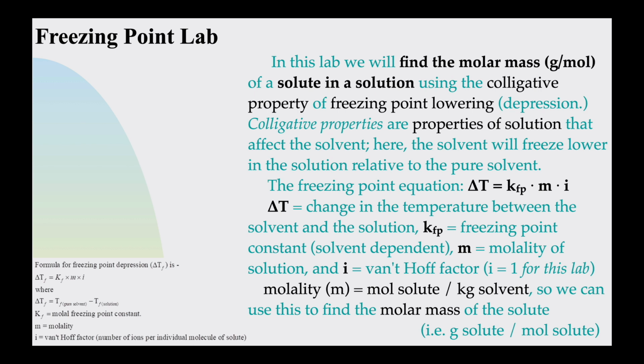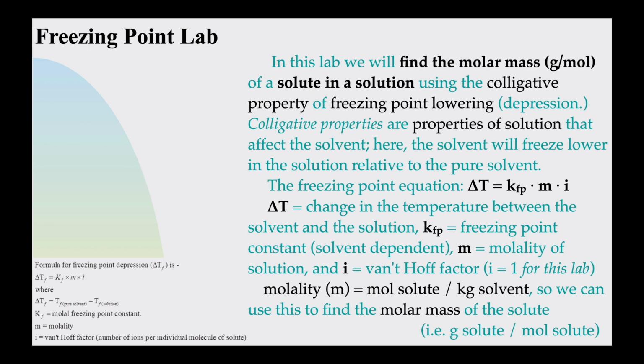In the freezing point type problems, the equation that's used is delta T equals K_FP times m times i. We'll talk about K_FP in a little bit. The delta T is literally the change in the temperature between the solvent and the solution. So in the previous example, the solvent froze at 10 degrees Celsius, and the solution was 7 degrees Celsius. So the delta T would be a change of 3 degrees.